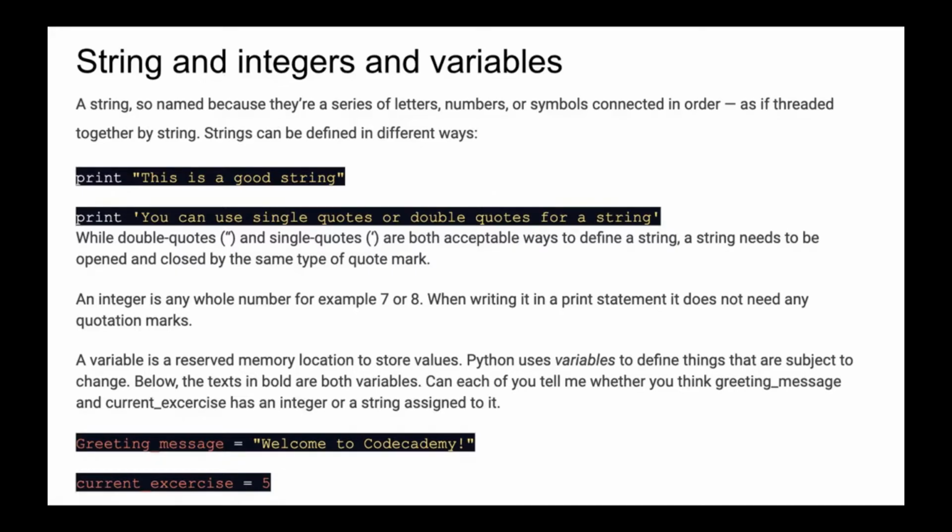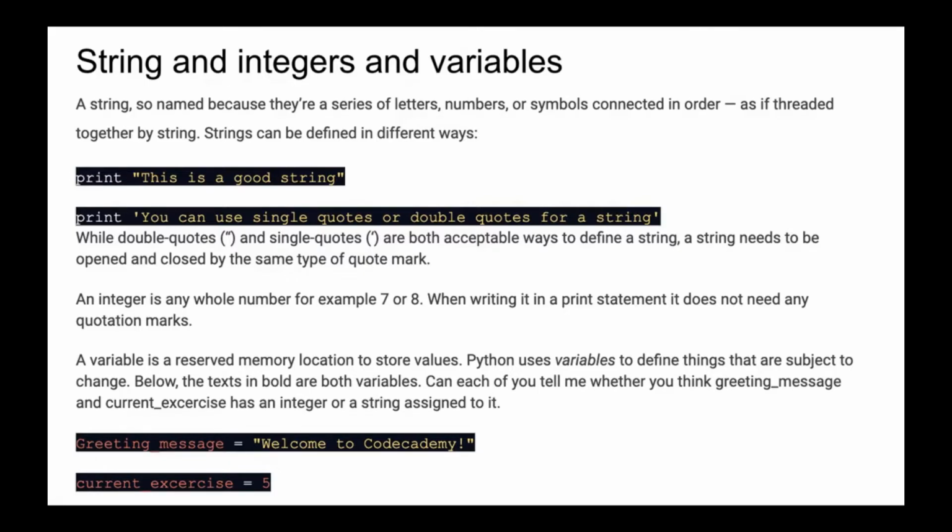You can use single quotes or double quotes for a string. While double quotes and single quotes are both acceptable ways to define a string, it needs to be opened and closed by the same type of quotation mark. If you put a single quote and a double quote at the end, without closing the single quote, it will give you an error for a mismatched quote, which we will go further into later on. So an integer is any whole number, for example 7 or 8. When writing it in a print statement, it does not need any quotation marks.